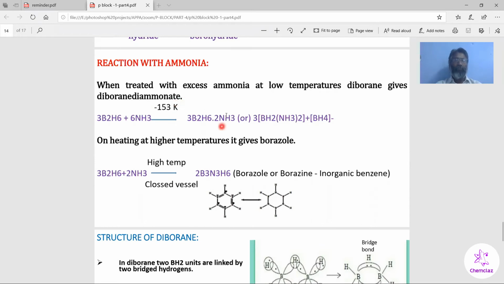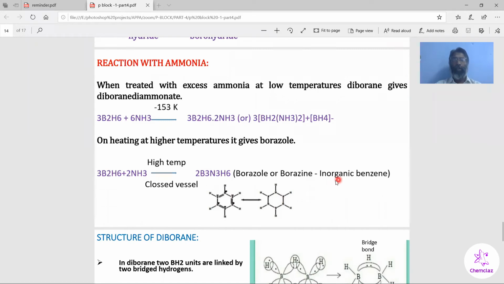If you increase the temperature, that means at high temperature in a closed vessel, instead of an addition reaction, a cyclic reaction takes place, which gives borazole, or you can say borazine. This compound is called inorganic benzene because its structure looks like benzene. Inorganic benzene, so very important.